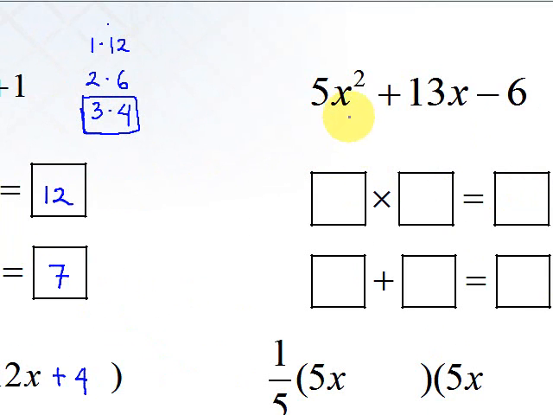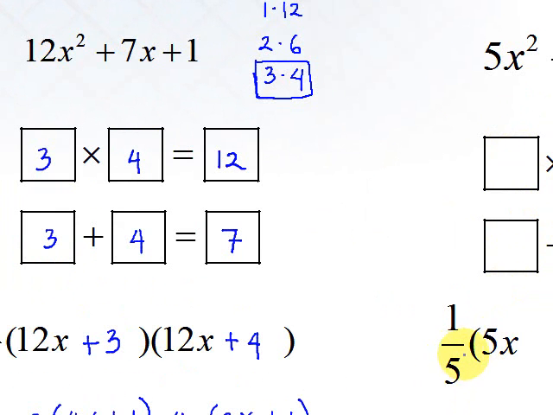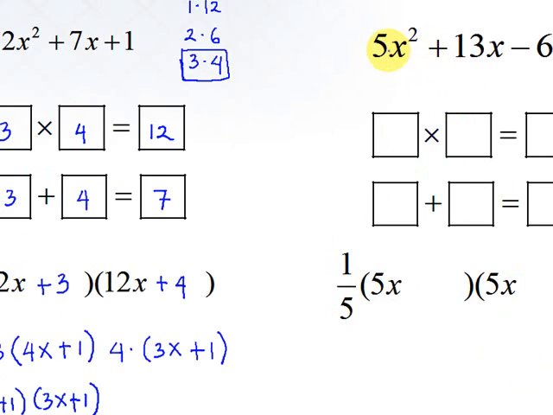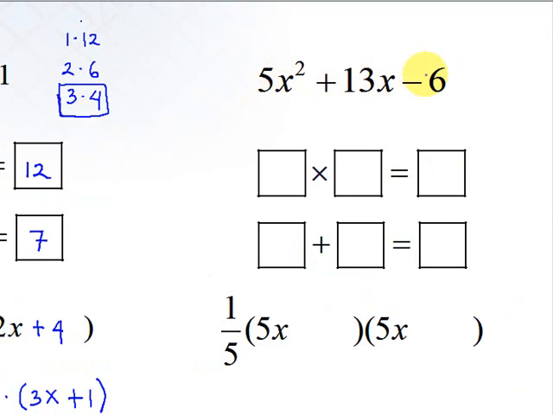Let us try the next example. Here we have a trinomial 5x squared plus 13x plus 6. Once we know the leading term, put the 5 here, there, and there. Now consider the leading term, which is 5, and the constant term, which is negative 6. 5 times negative 6 is negative 30. And the coefficient of x is 13.